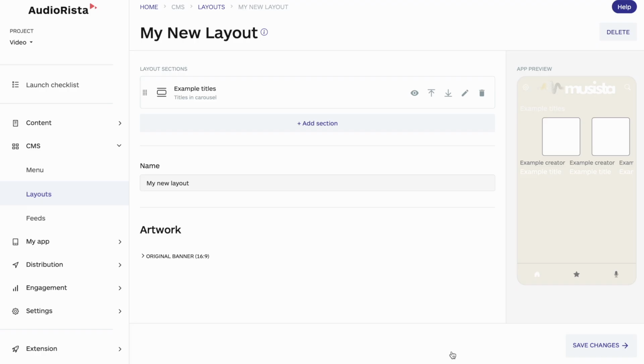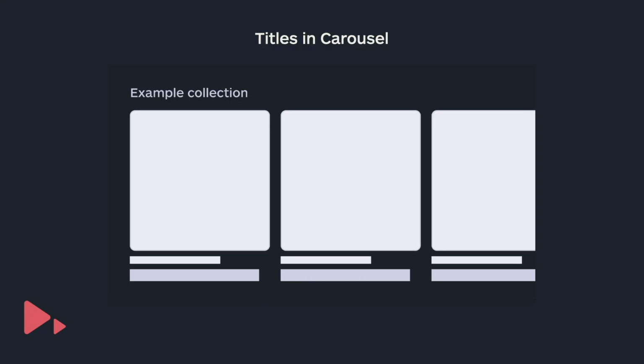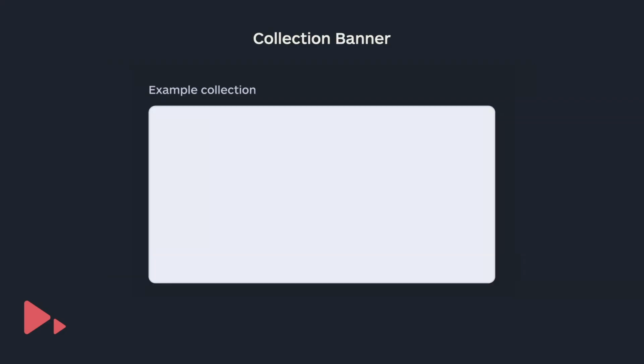Now, let's quickly go over how display elements are named so you can easily understand them. The naming convention follows a simple pattern: what it displays, followed by how it's displayed. For example, a Titles in Carousel displays title artworks in an interactive carousel, while a collection banner presents one of your collections as a banner.